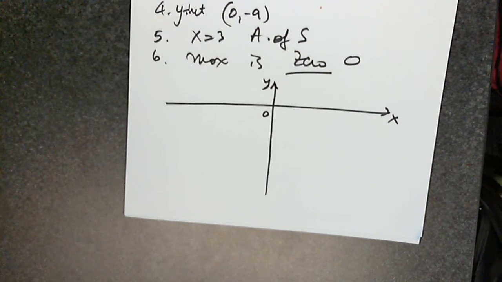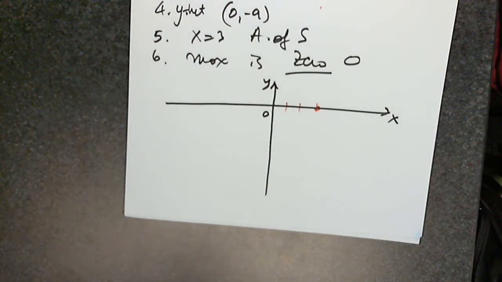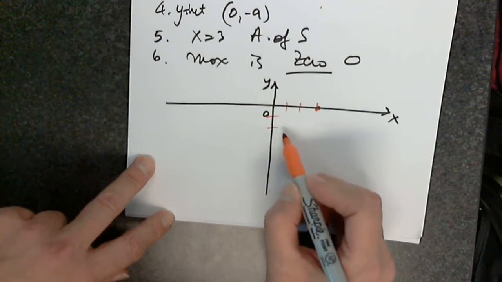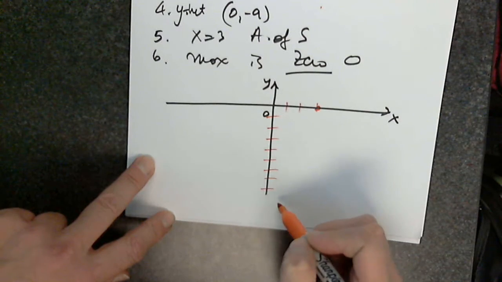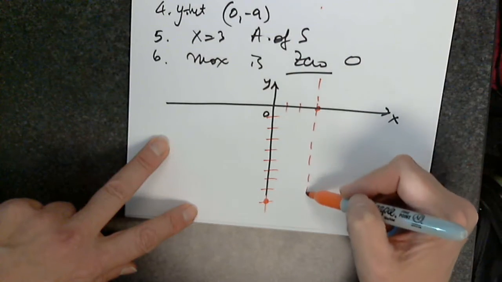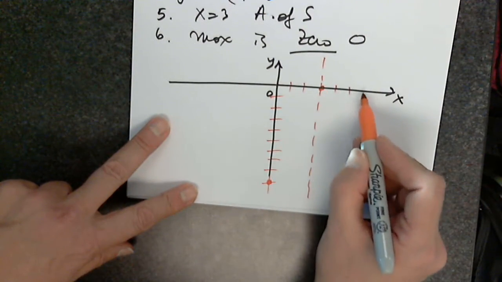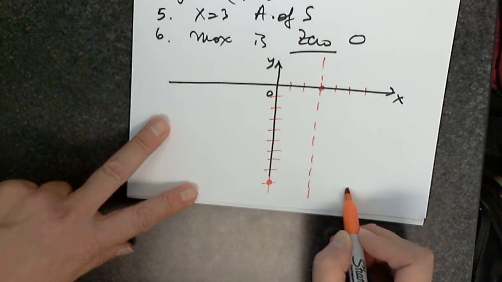I will plot 3, 0, which is this point. I will plot 0, -9, 1, 2, 3, 4, 5, 6, 7, 8, 9. And of course the axis of symmetry. So 3 units on this side, 1, 2, 3, so this should be the other point.